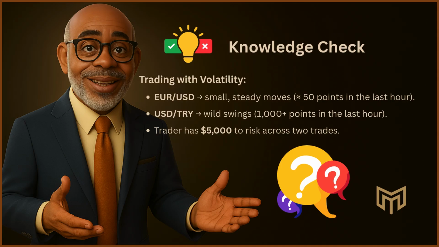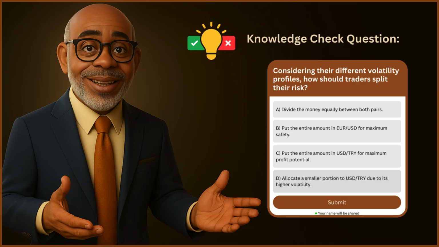Knowledge check. Trading with volatility. The euro over the US dollar chart shows small, steady movements, about 50 points in the last hour. Meanwhile, the US dollar over the Turkish lira has been swinging wildly with more than 1,000 points in that same period. A trader has 5,000 US dollars to risk across 2 different trades. Considering their different volatility profiles, how should the trader split their risk?